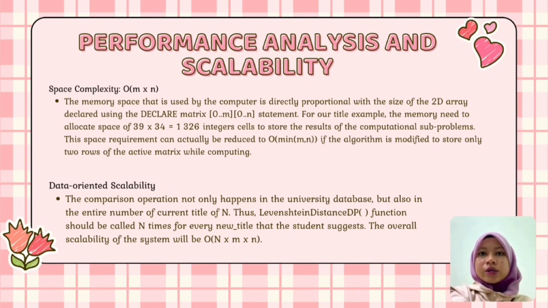In data-oriented scalability, the comparison operation not only happens in the university database but also across the entire number of current titles, N. Thus, the Levenshtein distance function should be called N times for every new title that the student suggests. Overall scalability of the system will be N times M times N.